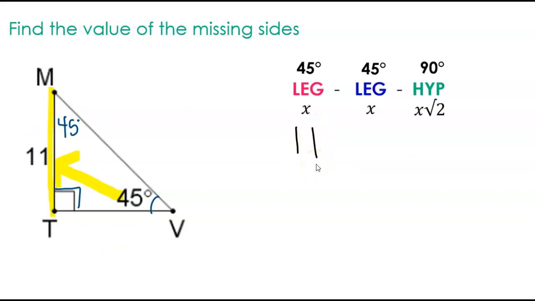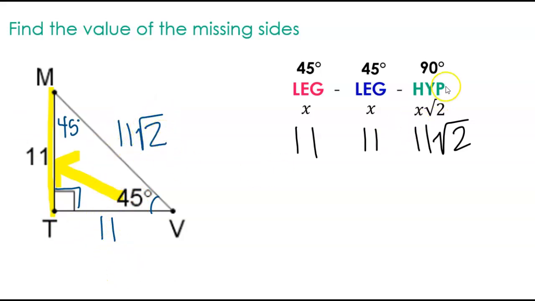Now, it doesn't matter which one I put the 11 under. I could put it under this 45 or this one. Remember, they are the same. Now that I put the 11 underneath the x, I know that x is 11. So everywhere I see an x, I'll put 11. So that tells me that the other leg is 11, and then the hypotenuse would be 11 square root of 2. Because notice, underneath the hypotenuse is that 11 square root of 2.